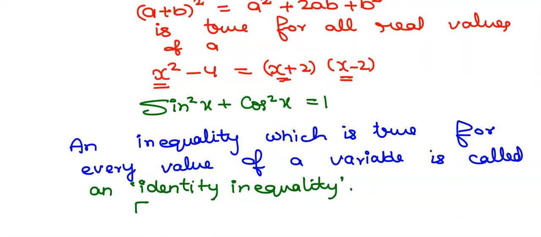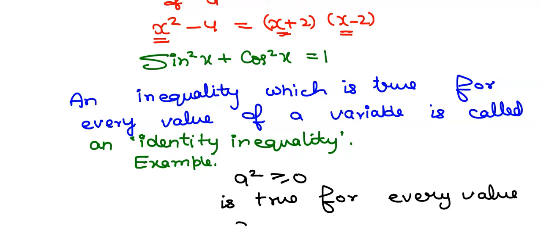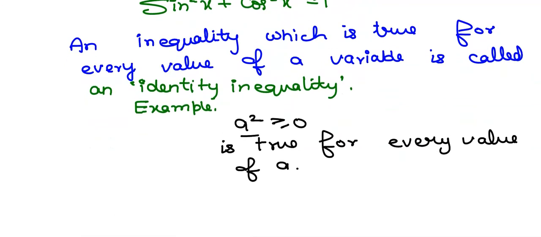For example, इनइक्वालिटी हम उसको बोलते हैं जिसमें ग्रेटर देन लेस देन का सिंबल होता है, उसको हम इनइक्वालिटी बोलते हैं। जैसे a square greater than or equal to 0 is true for every value of a, a की हर एक वैल्यू के लिए ट्रू होगा, that's what we call identity inequality also, which is true for every value of variable a, and because a square is always positive, a square is always greater than or equal to 0.